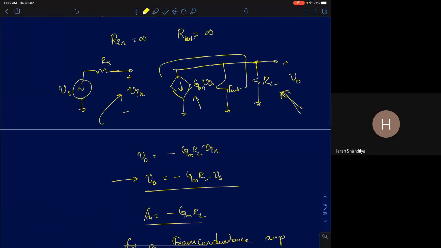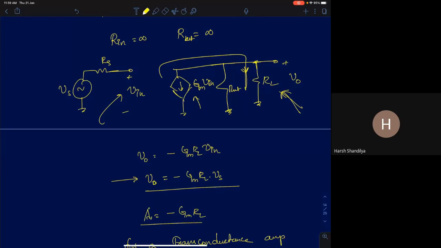entirely flow into RL. For that to happen, what should be the maximum ideal value of R out? If you want all the current Gm Vn to flow into RL, what should be the value of R out? It's infinity. Is that clear to everyone? It should be infinity, right? Because if it is infinity, then it offers maximum resistance, so no current will flow through it; all the current will flow through RL. So that's the point.